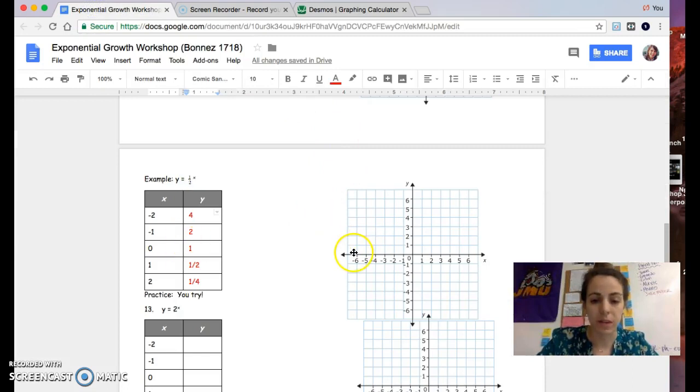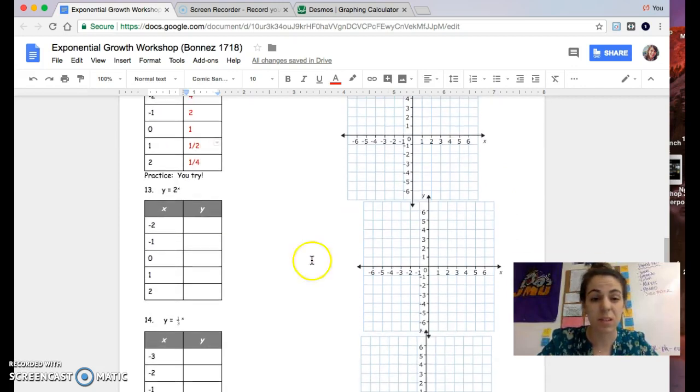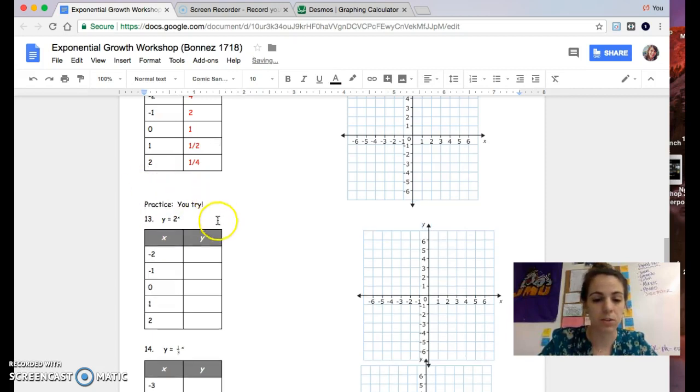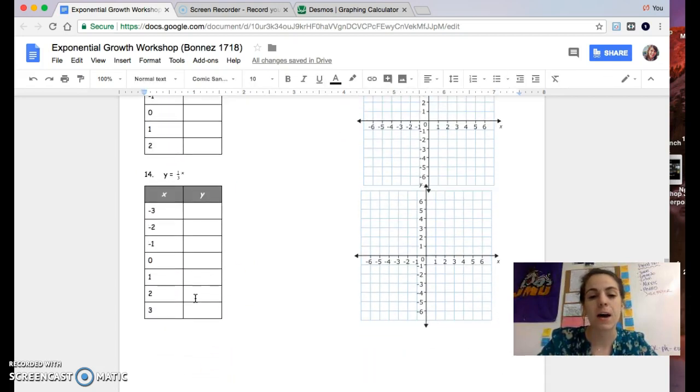Okay, so what I would recommend is actually going ahead and graphing that and then seeing what that looks like, because that's going to be really, really helpful for the content assessment. What I would like you to do next is graph 2 to the power of x and 1/3 to the power of x. So pause this video, go ahead and do that.